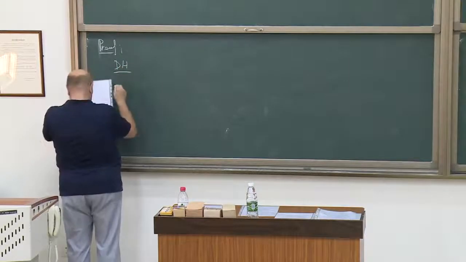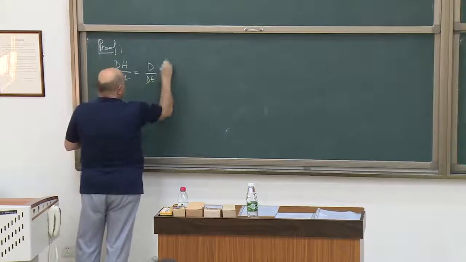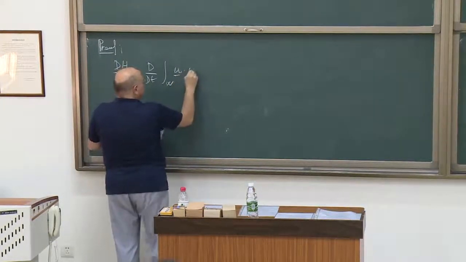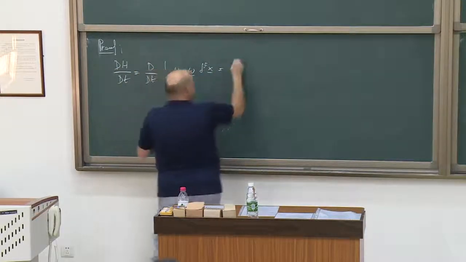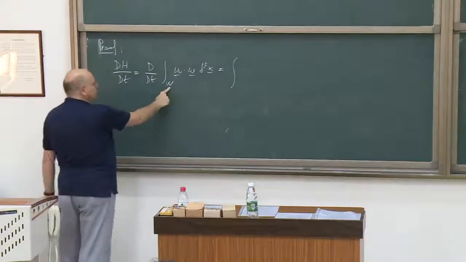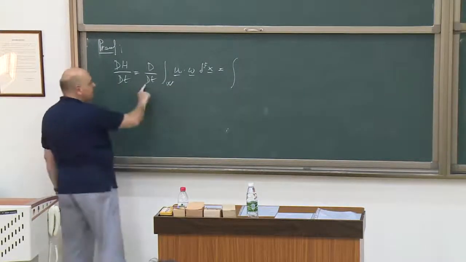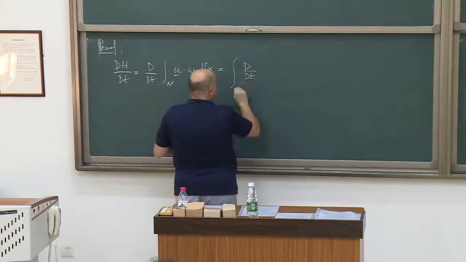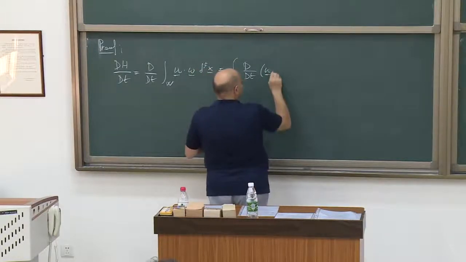dH/dt is just d/dt of the definition, the integral over W of u dot omega d3x. And then this is a material volume made of particles that remain rotational at all times. So we get inside d/dt of u dot omega.